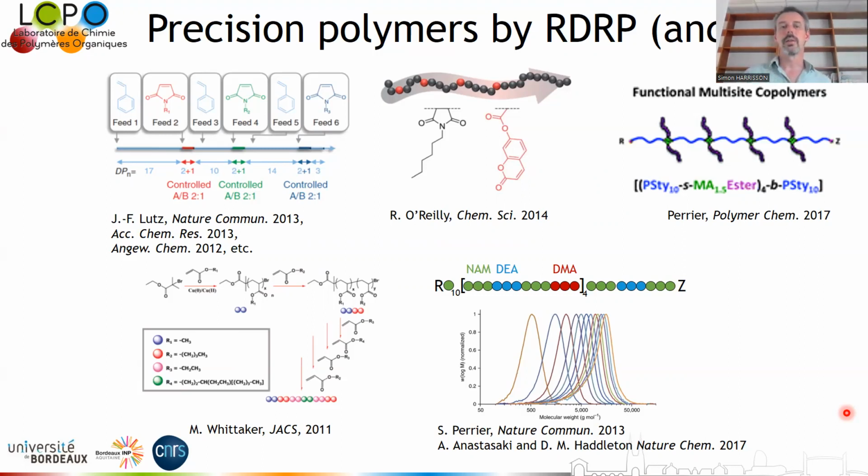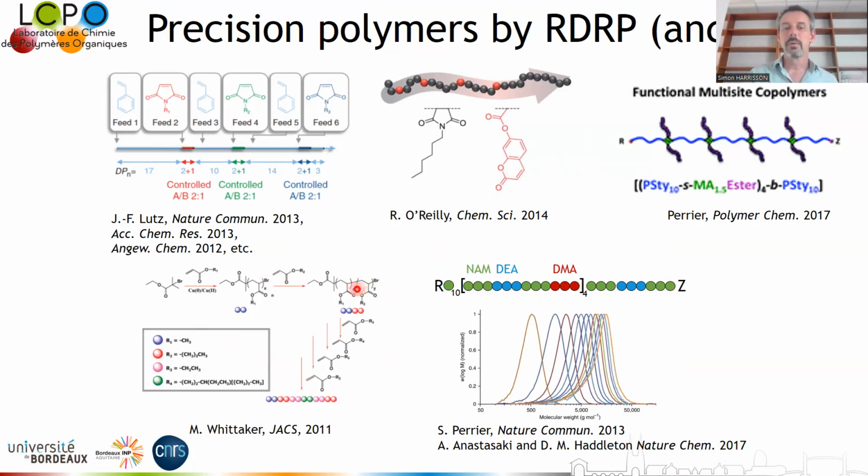So one of the pioneering authors in this field is Jean-Francois Lutz, who about 10 years ago started working on copolymers which contained different functionalities at quite well-defined regions of the chain, making use of the strong tendency of maleimide to alternate with styrene and a range of different functional maleimides that allowed the introduction of different functionalities.